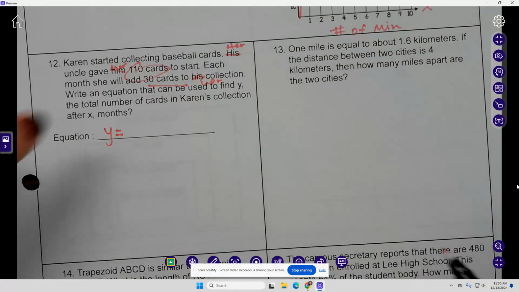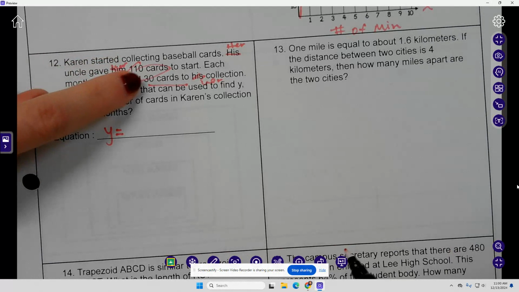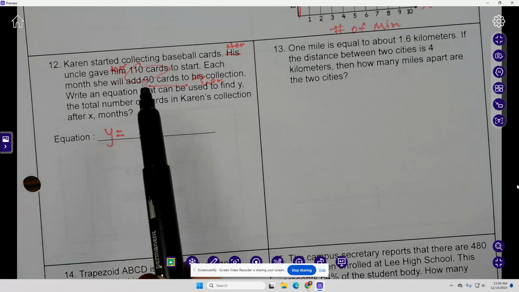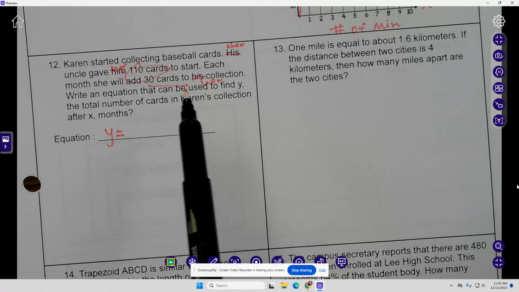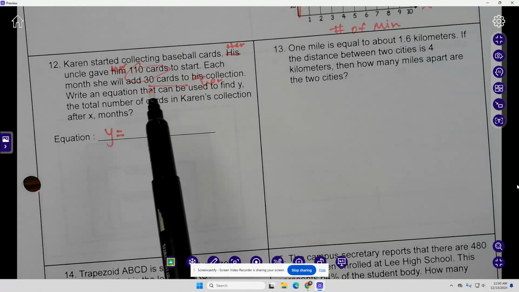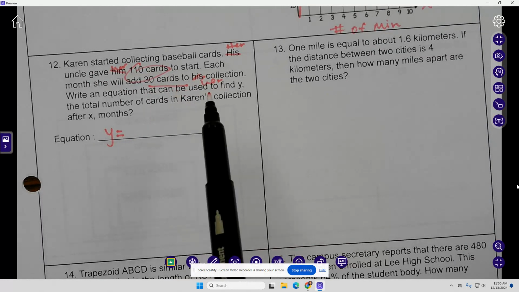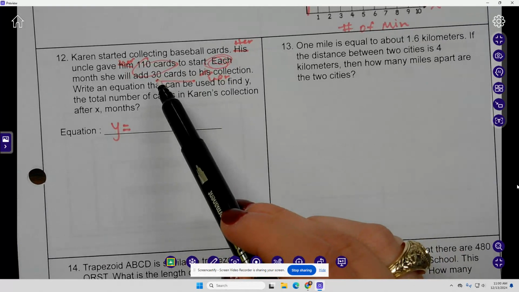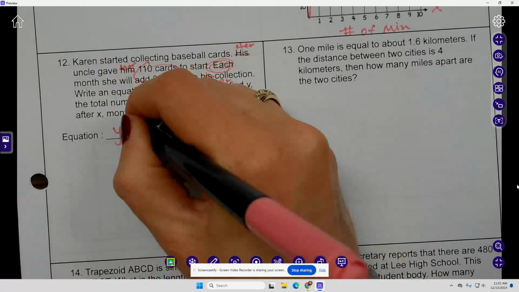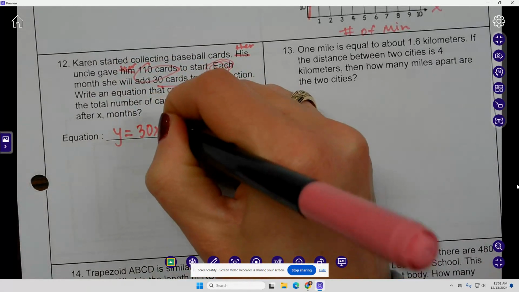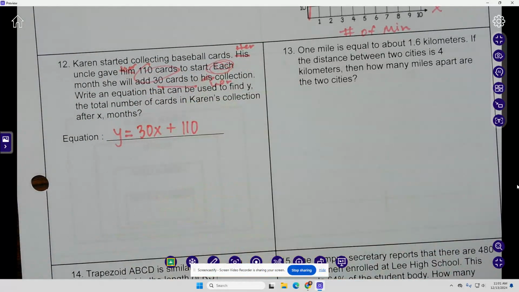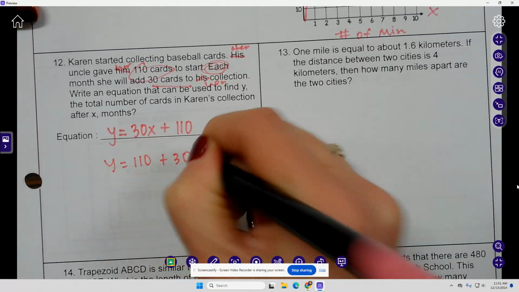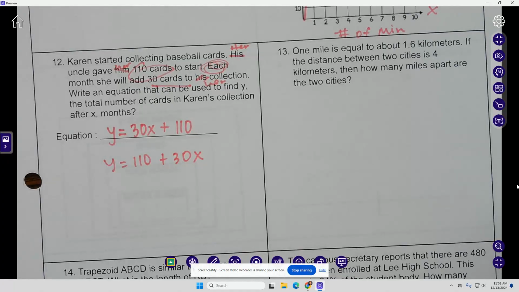If I look at my two numbers, I see 110 and I see 30. So let's go ahead and read that again. Her uncle gave her 110 cards to start. So that's what she started with. Each month, she will add 30 cards to her collection. So the word each goes with 30. So I have 30x plus 110. You could also do y equals 110 plus 30x. Both of those are correct answers.